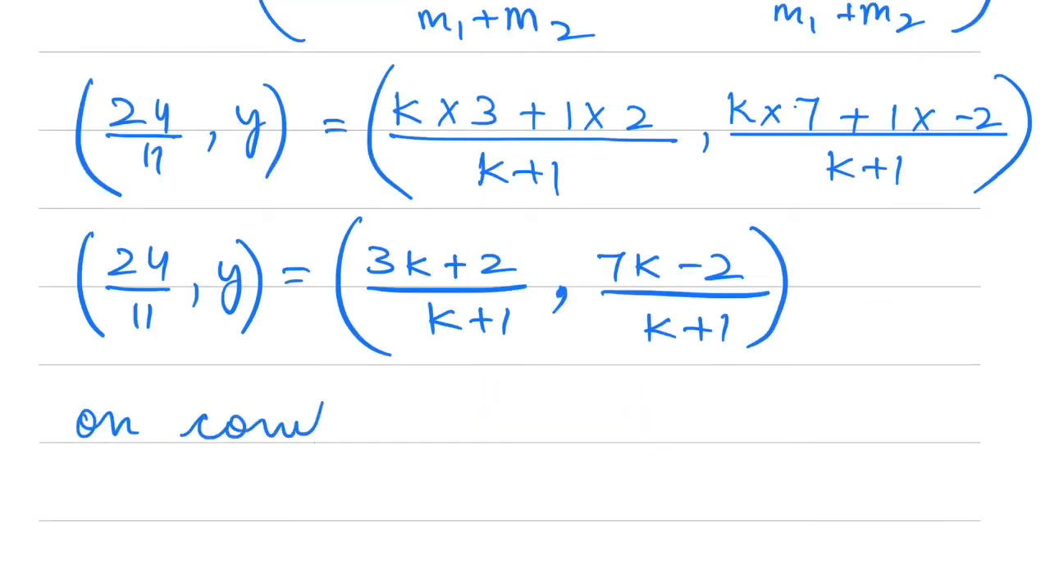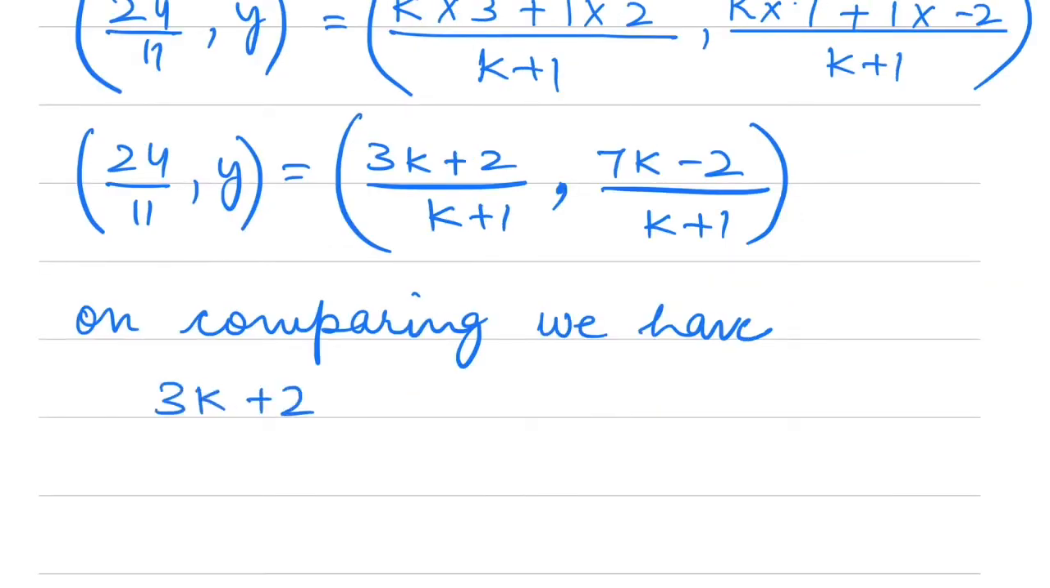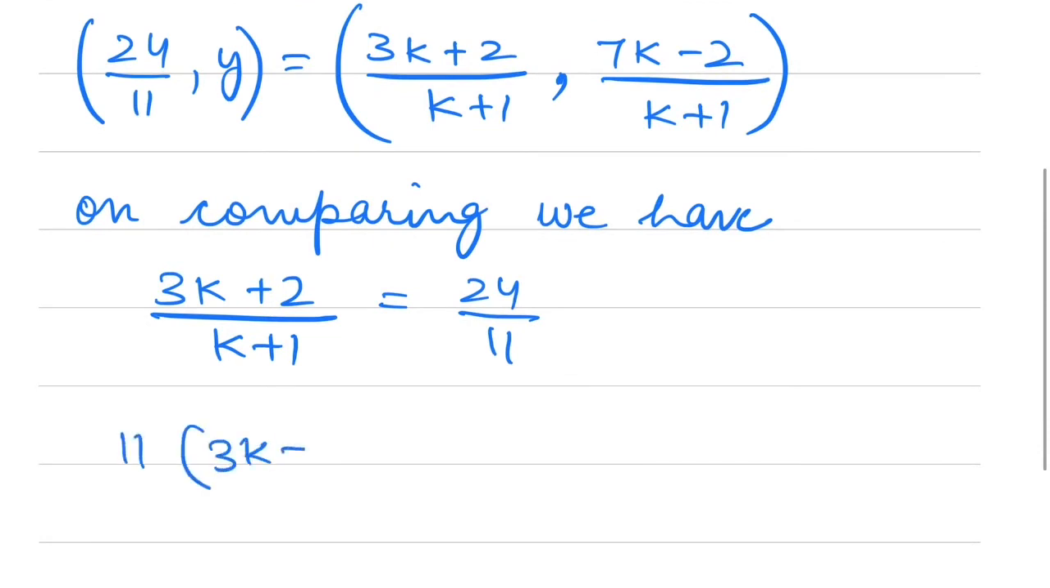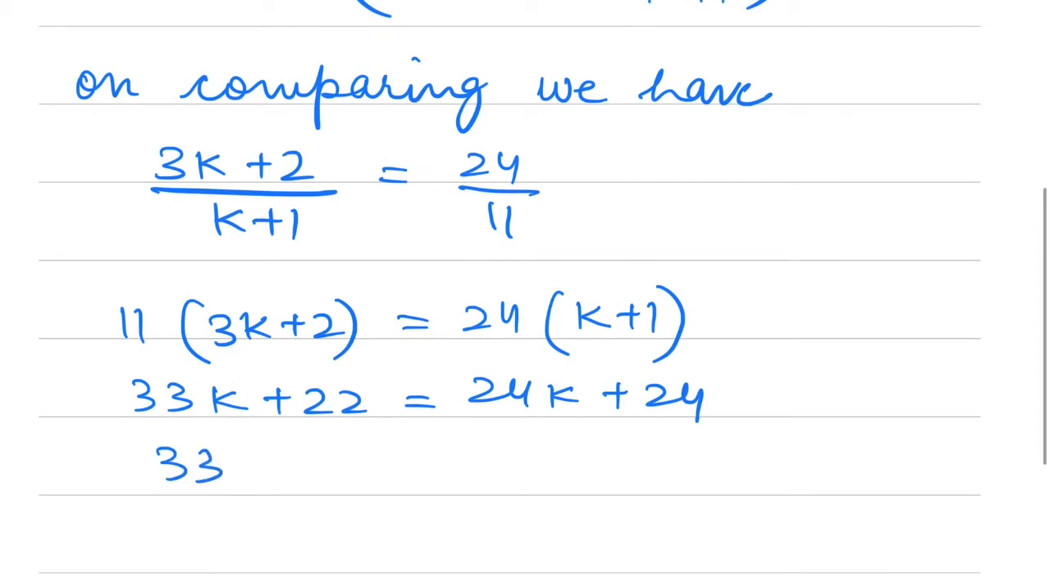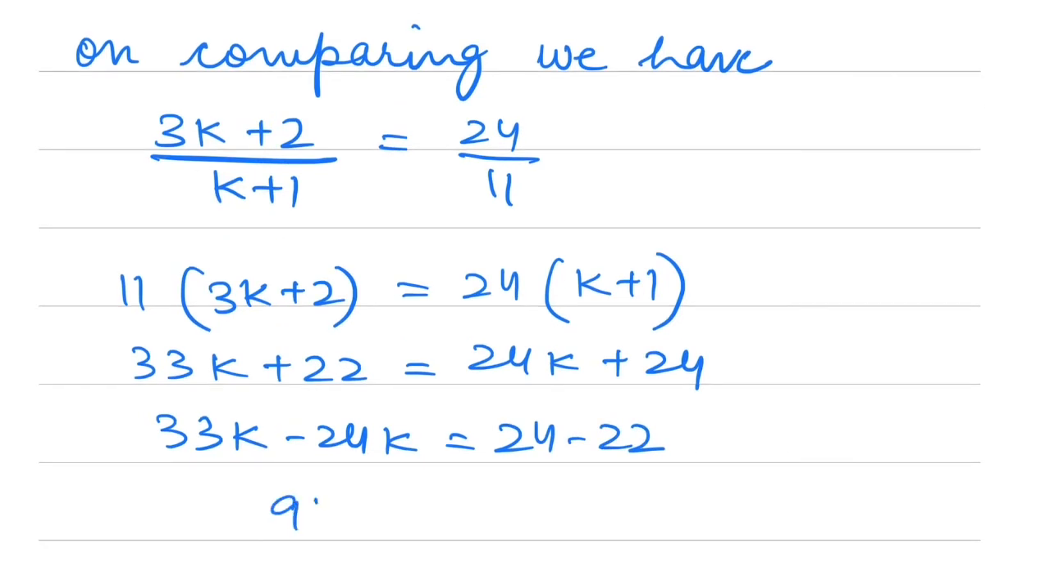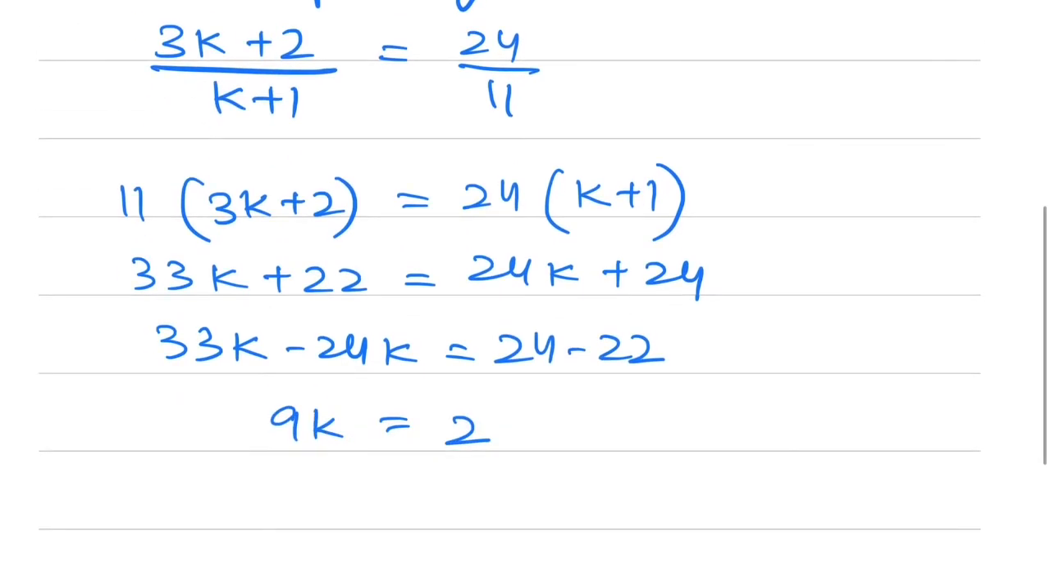On comparing, we have (3k plus 2)/(k plus 1) is equal to 24/11. Cross multiplying, (3k plus 2) into 11 is equal to 24 into (k plus 1). So we have 33k plus 22 is equal to 24k plus 24. Now 33k minus 24k is equal to 24 minus 22. 9k is equal to 2. So k is equal to 2/9.